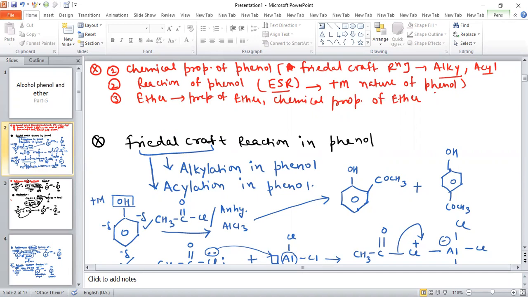So our chapter alcohol, phenol, ether related to JEE Mains and NEET examination has been completed. We have discussed each and every topic related to this chapter, and the questions which have been asked in previous year IIT as well as NEET as well as AIIMS. So all questions have been covered. In the next lecture we will discuss our new chapter, that is aldehyde, ketone and carboxylic acid.